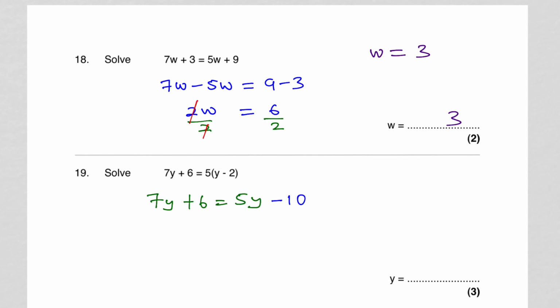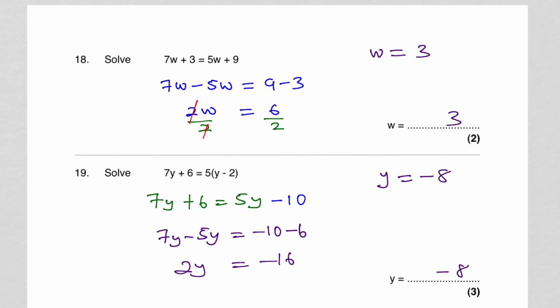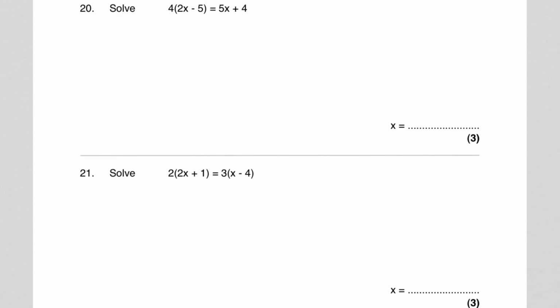I need to collect like terms, so I get 7y minus 5y equals minus 10 minus 6. And that would be 2y equals minus 16. I need to divide both sides by 2, therefore y equals minus 8. So that's minus 8. Question 20.